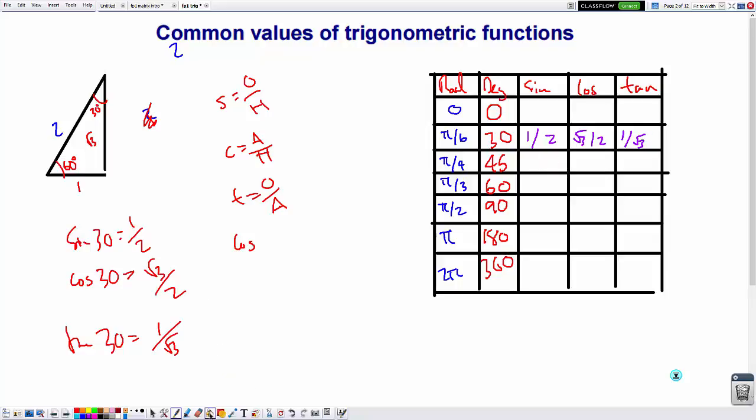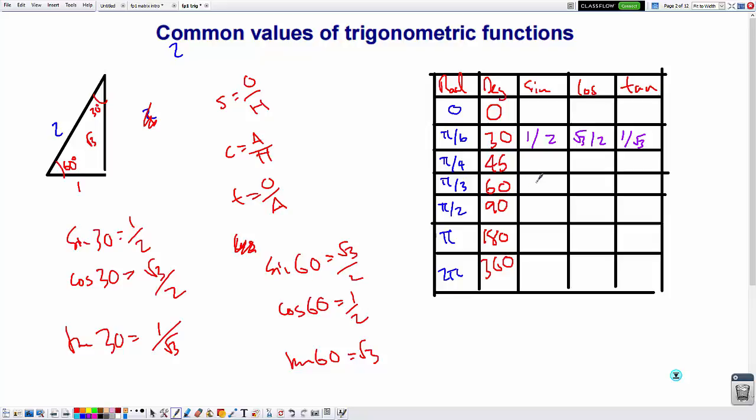Let's deal with 60. You can do the same thing with 60. I'm going to speed up a little bit now. So sine of 60, opposite over hypotenuse, is root 3 over 2. Cos of 60, adjacent over hypotenuse, is a half, and tan of 60 is opposite over adjacent, which is just root 3. Let's fill these in.